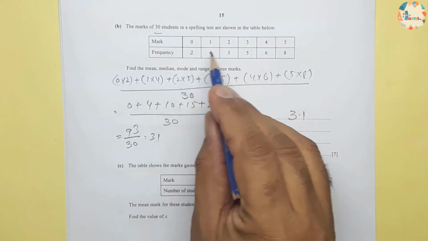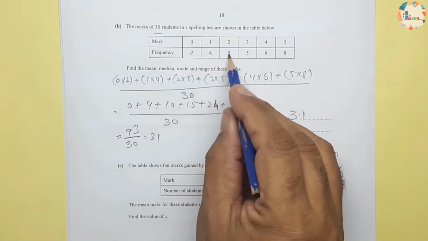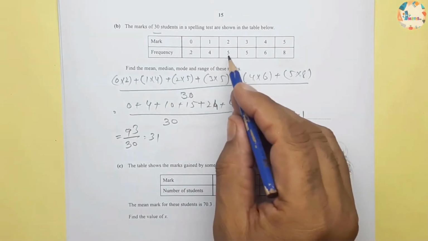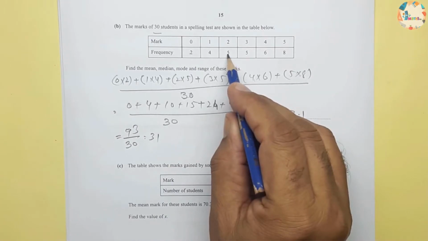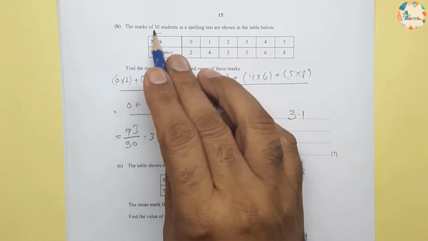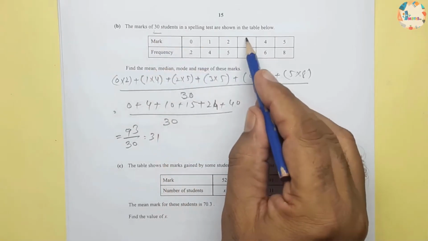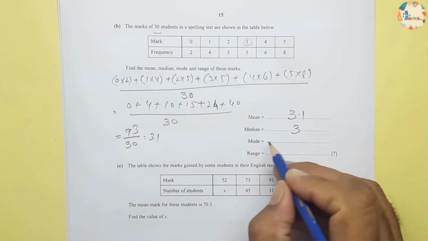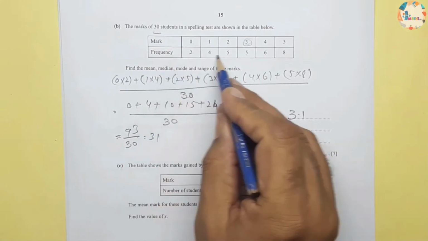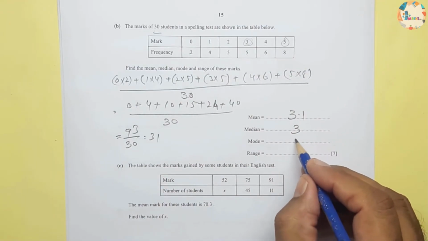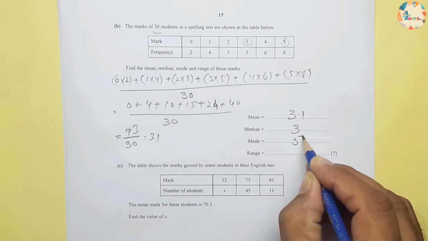It will be 2 plus 4 plus 5, which is 2 plus 4 is 6, 6 plus 5 is 11, and 11 plus 5 is 16. But we in total are 30, so half will be in this range, so the median will be the 3 value. Mode is the most occurring; the most frequency is for 5 marks, so the mode will be 5.